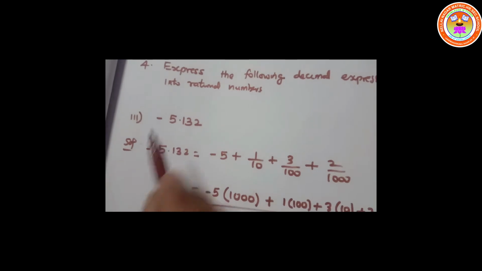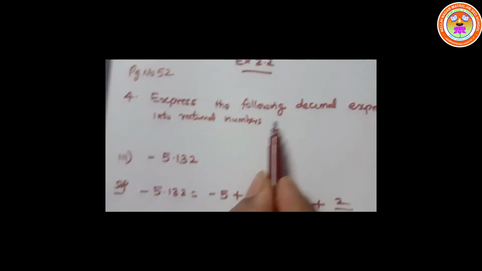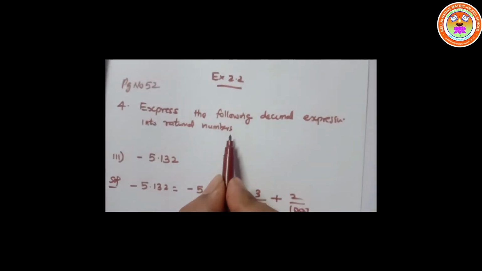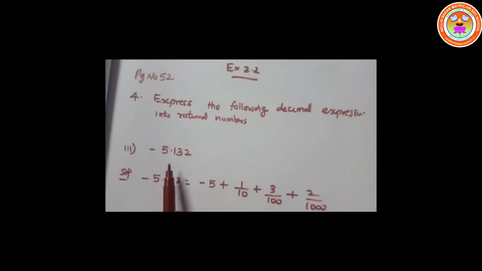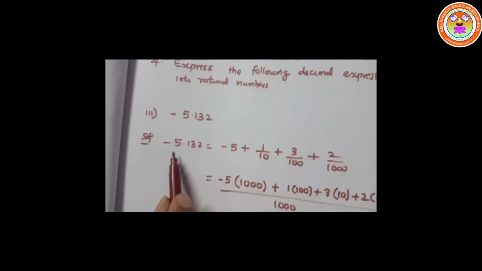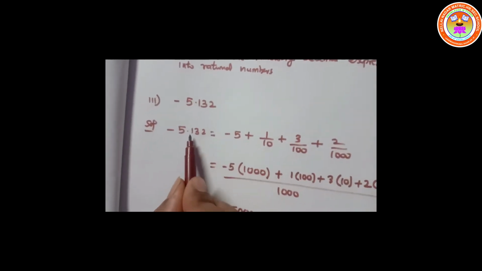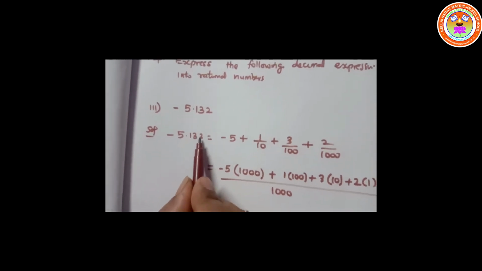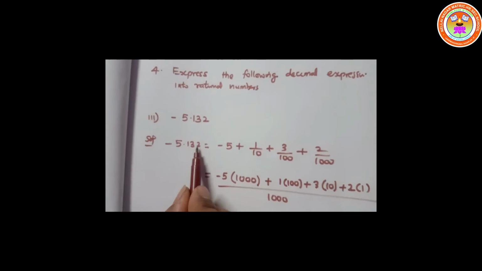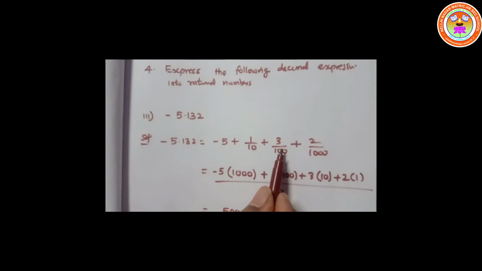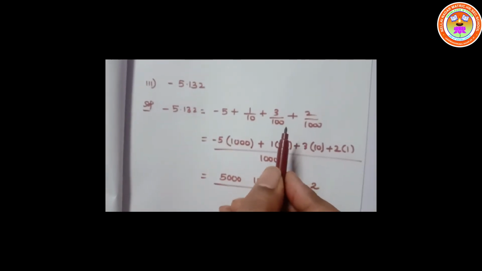Now, see, the fourth one: express the following decimal expression as a rational number. Minus 5.132. This can be written as 1 by 10, 1 by 100, and the third decimal is 1 by 1000, right? In the same way we are splitting it: minus 5 plus 1 by 10 plus 3 by 100 plus 2 by 1000.